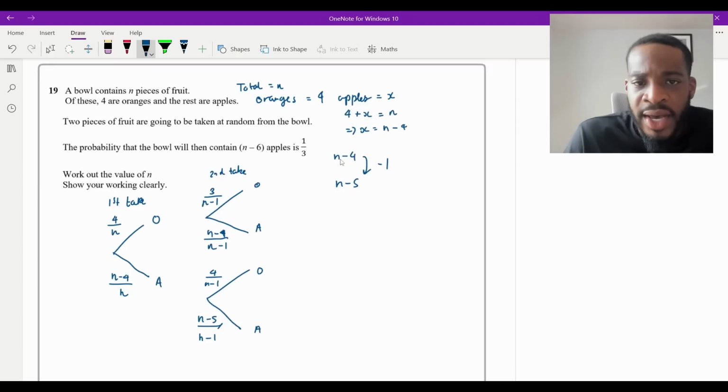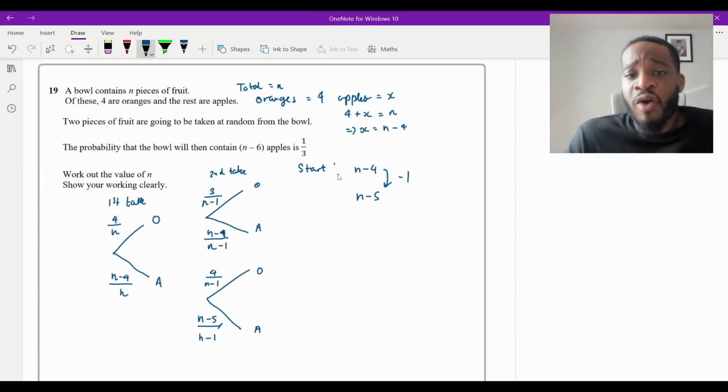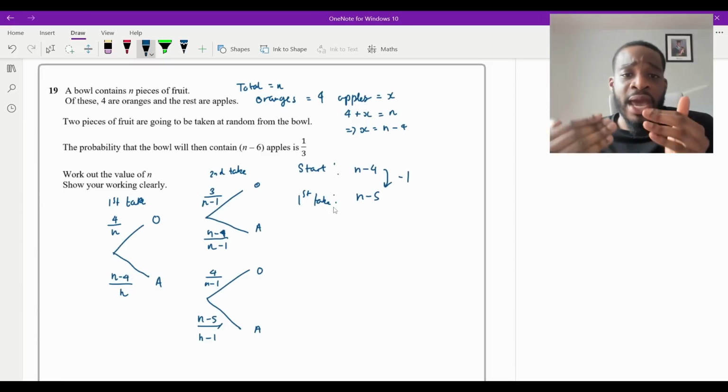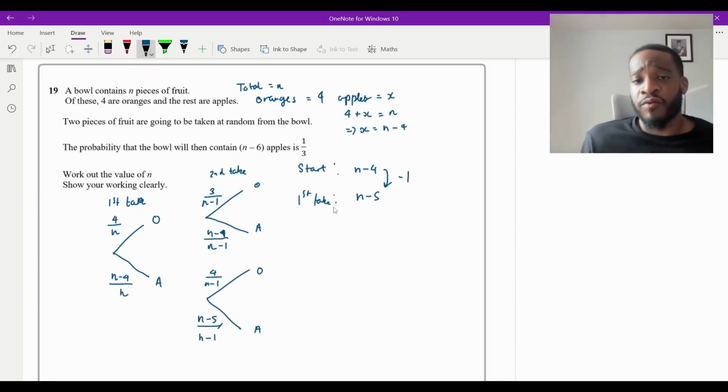What I'm going to do is I'm going to go here. Now, I'm actually just going to write this. So let me write this here. And I'm going to write at the side of n minus 4, this is at the start, right? There are n minus 4 apples. Now, on my first take, if I take an apple on my first go, there's going to be one less apple to choose from. So I'm going to take one away from n minus 4. That will give me n minus 5. And this is the amount of apples that there are. So let me write apples here as well. And apples here as well.